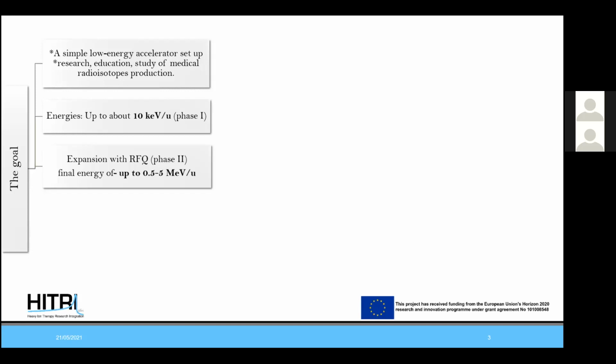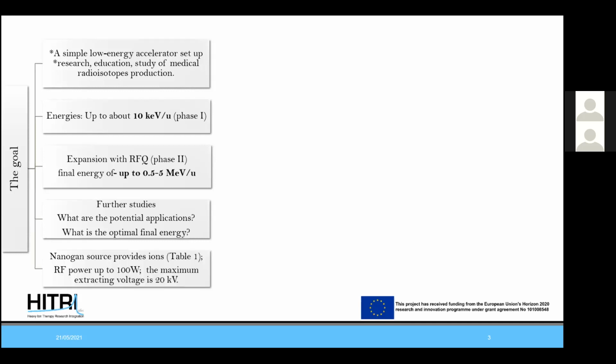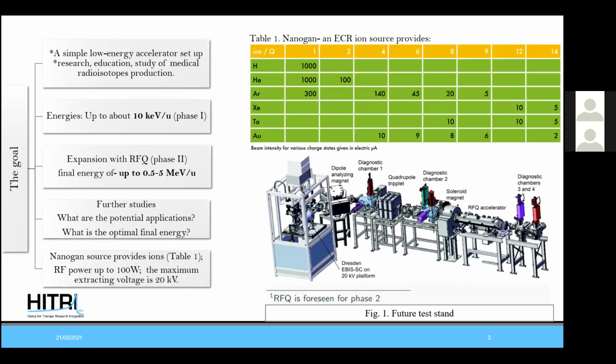Phase one is for low energies and phase two for high energies. My part was to find the potential applications of this laboratory, and also which methods would be useful for our scientists here. At the beginning, we didn't know which ion source could be used, so we had a lot of meetings with different companies. At the end, we decided to use the nanogun source, and this nanogun source can provide these kinds of ions, currents, and types of states.